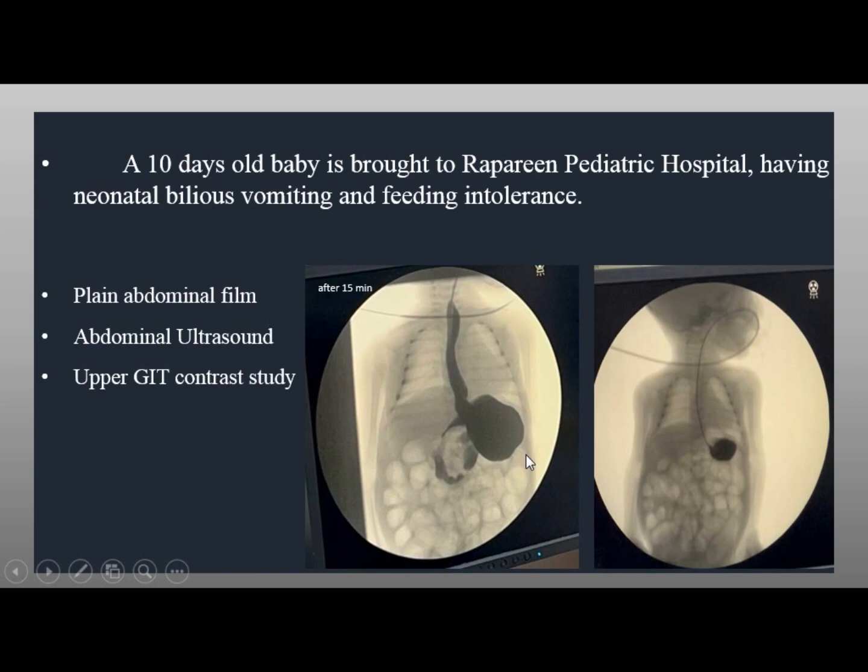Okay, so this case I saw in the hospital. It was a 10-year-old baby. He presented with bilious emesis. They suspected malrotation. They did an upper GI study. I didn't see the plain abdominal film and abdominal ultrasound, but this is all I got. Any idea what the diagnosis is? Is it malrotation or is it not?